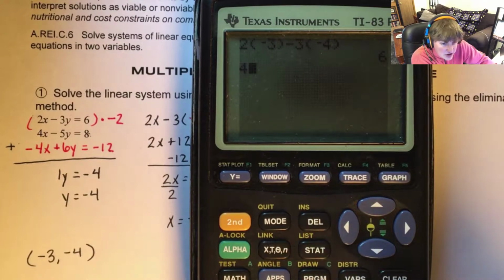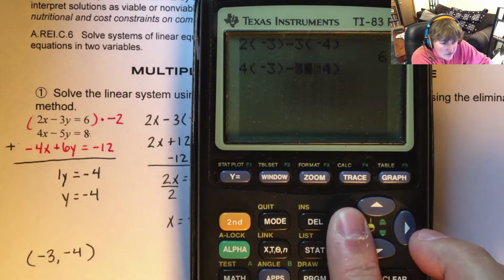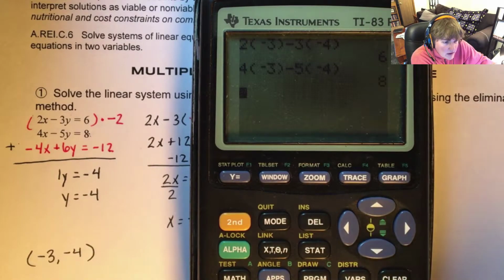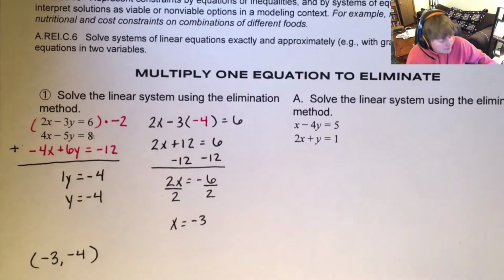And so then I'm going to check the next one. Oh, I meant to put minus 5 here. And I get 8. Okay, and so that's just verifying that that is indeed my answer.